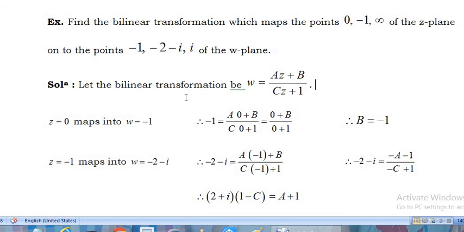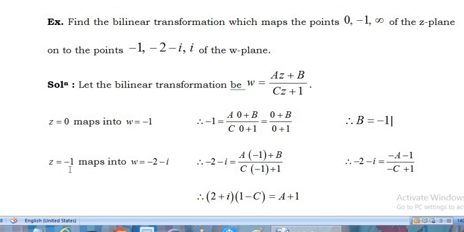Let the bilinear transformation be w equal to (az plus b) upon (cz plus 1). z equal to 0 maps into w equal to minus 1. Therefore minus 1 equal to (a times 0 plus b) upon (c times 0 plus 1), that is b is equal to minus 1.